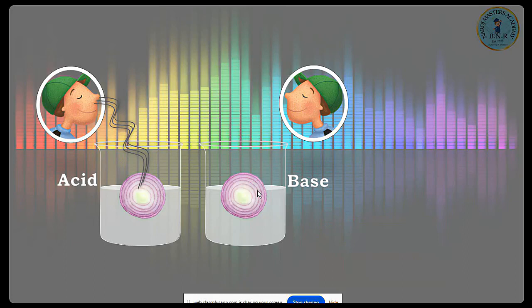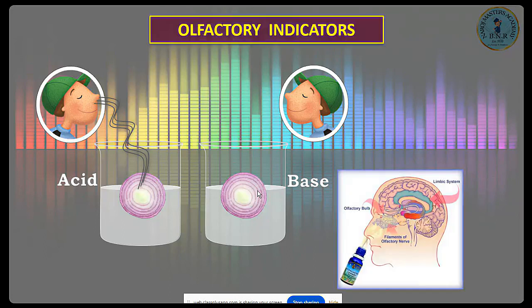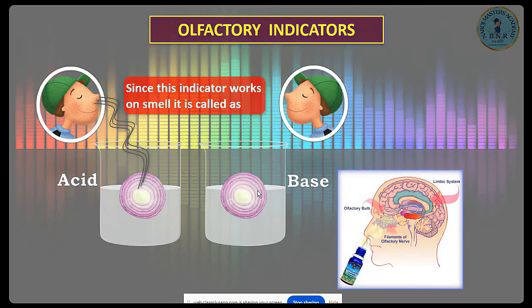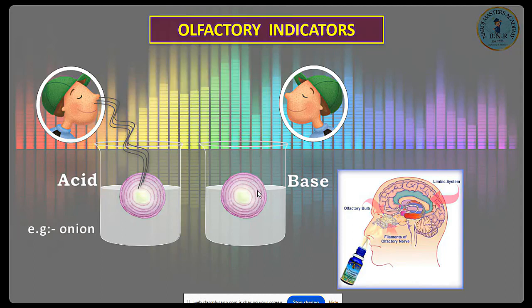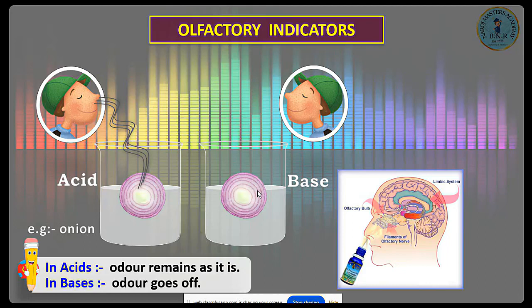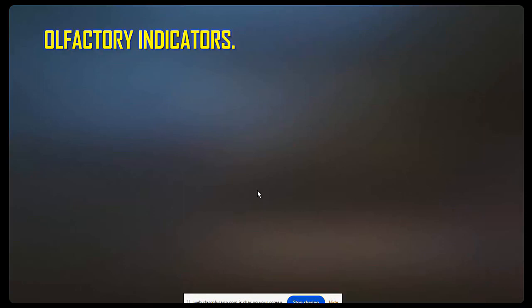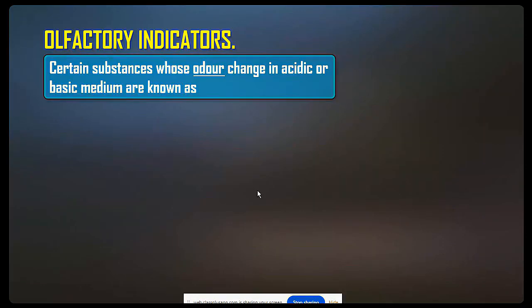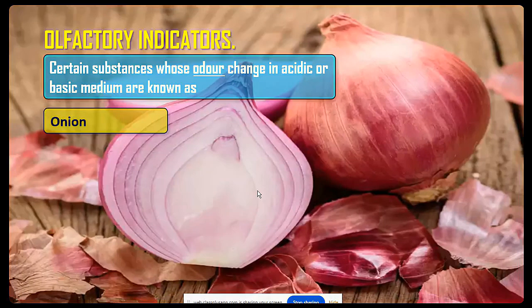So how do we identify what we call olfactory indicators? Olfactory indicators are indicators which depend on odor, that is, on smell. If the smell is present, it is acidic in nature. If the smell is gone, it is basic in nature. Since this indicator works on smell, it is called an olfactory indicator. Example: onion slice. In acids, the odor remains as it is; in bases, the odor goes off. Olfactory indicators are substances whose odor changes in acidic or basic medium.